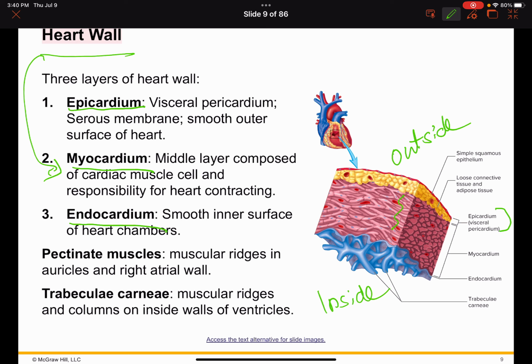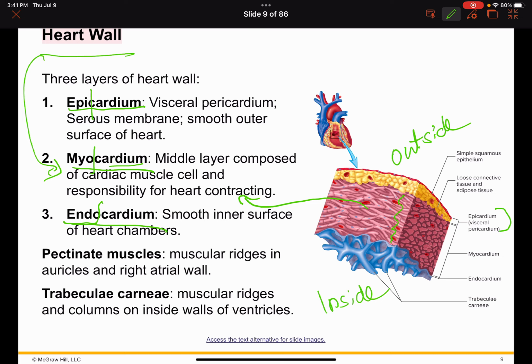Then this portion is what? Myocardium, that's the heart muscle. This is the one responsible for heart contraction. Then the inner layer is the endocardium. Endo means what? Inside. Epi means outside. Myo means muscle. Cardium means heart.